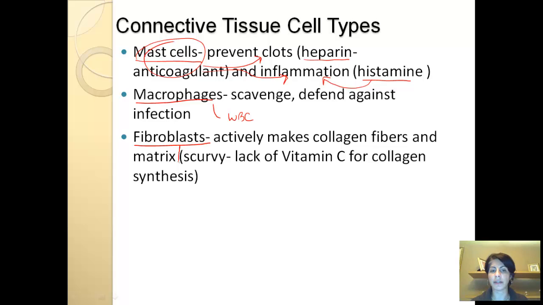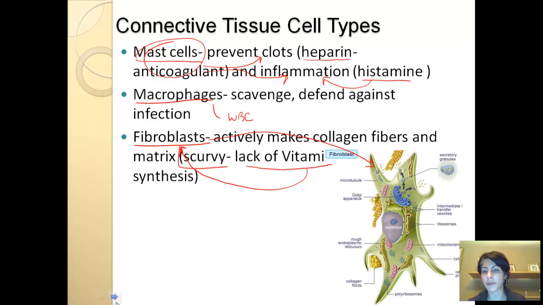Fibroblasts, I also wanted to tell you a little bit about the homeostatic mechanism of fibroblasts. So scurvy is something you may have heard of, sailors getting scurvy in long trips, and the condition scurvy refers to lack of vitamin C. And that lack of vitamin C prevents fibroblasts from doing their full job. So that lack of vitamin C will prevent fibroblasts from making collagen correctly, or in the amounts that are needed in the body.